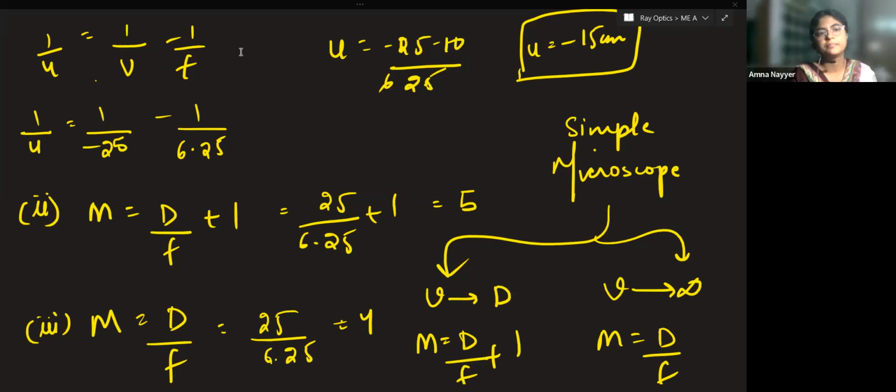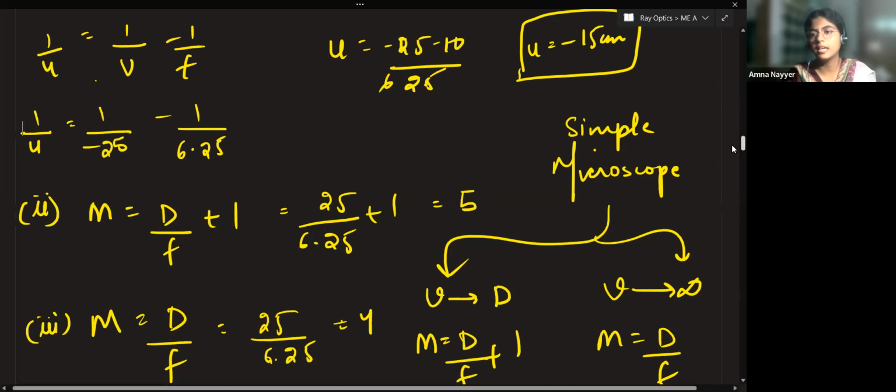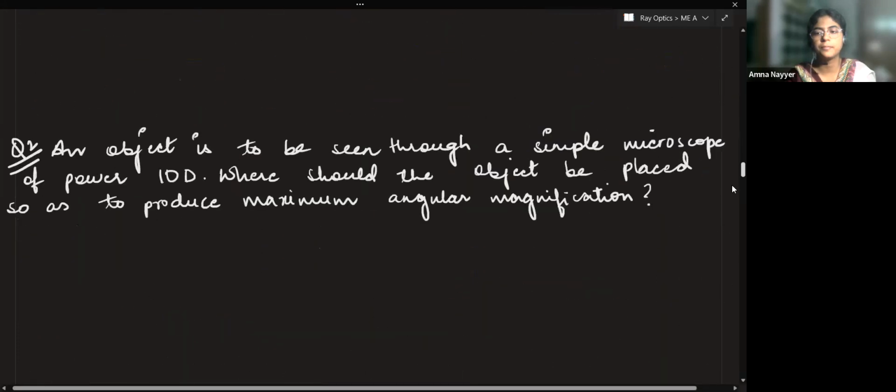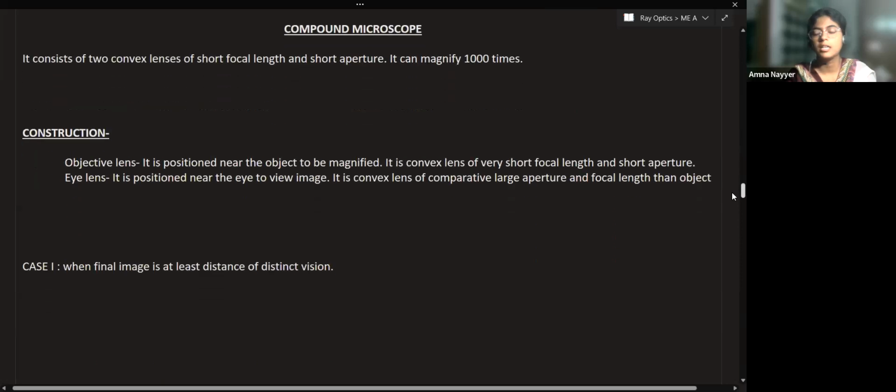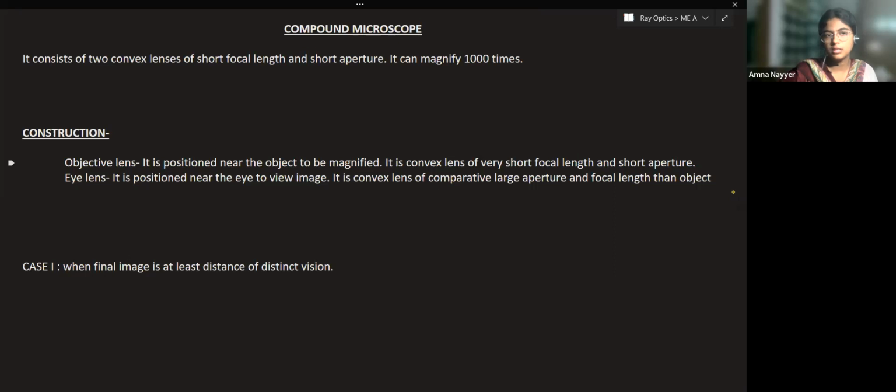Completed? Let's start with compound microscope then. Zen, do send your question paper as well to me. Fine, the question paper you have in your exam.